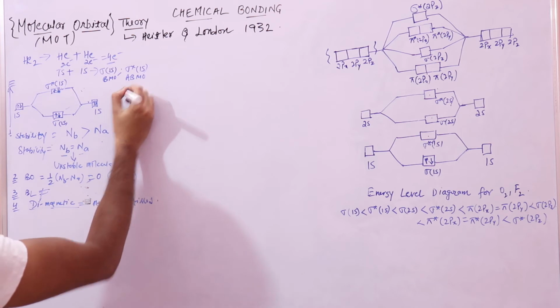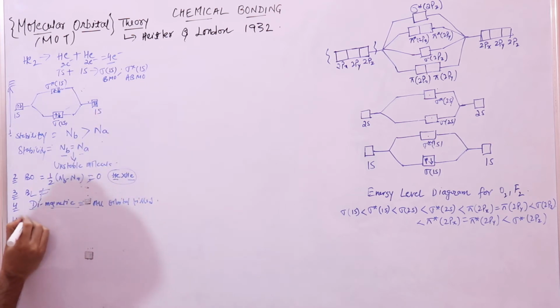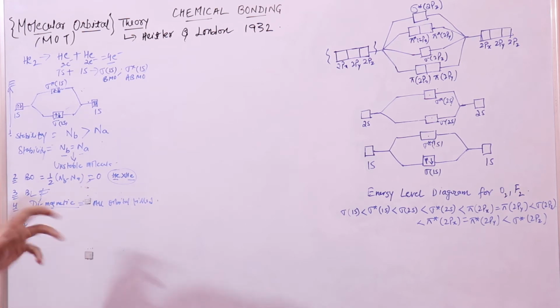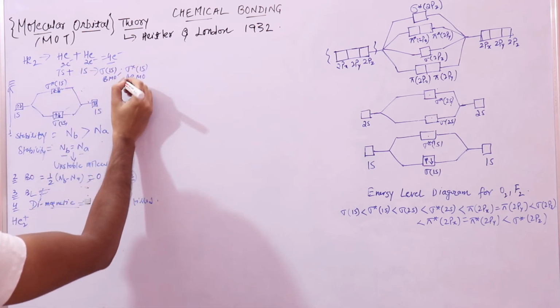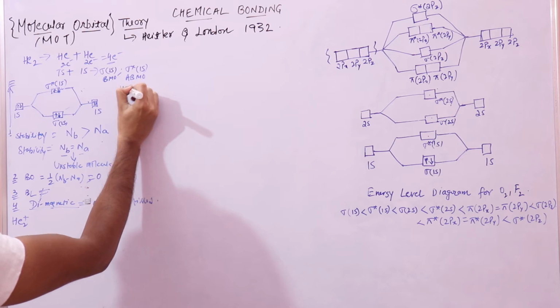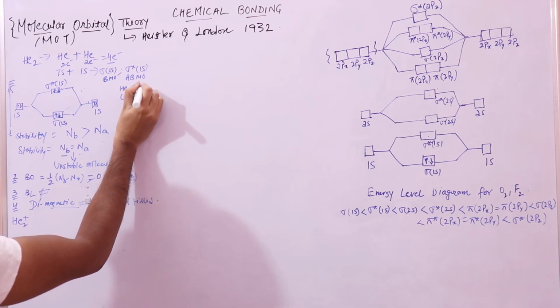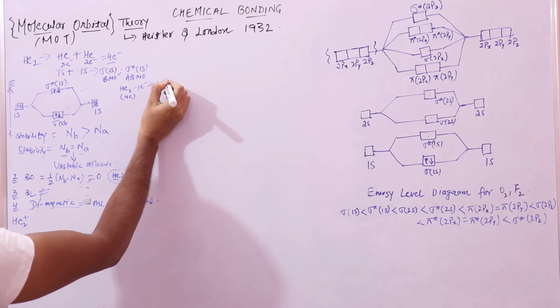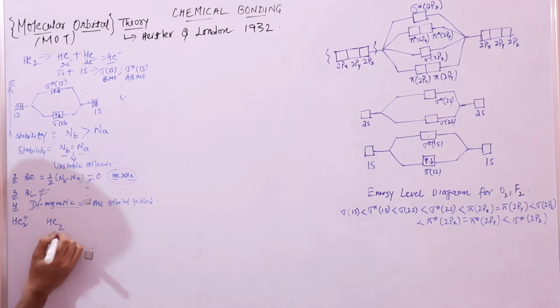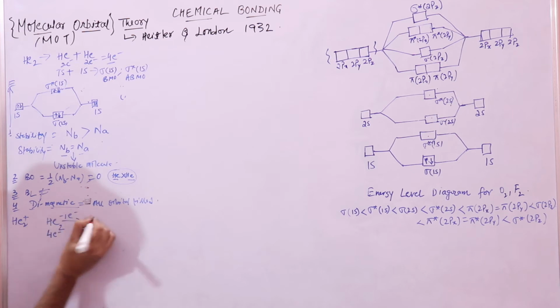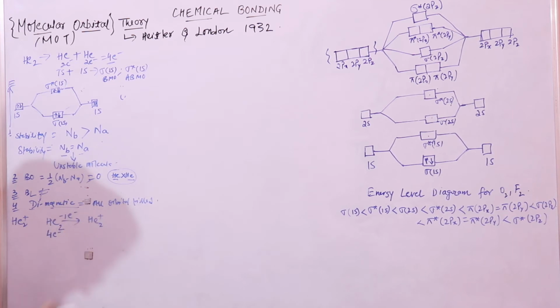Let's quickly look at this: if I make this molecule, does the helium ion exist? The 1 plus shows that 1 electron is removed from the helium molecule. The helium molecule has 4 electrons. If I remove 1 electron, it will form the helium ion. Let me write it over here. Whether this exists or not.